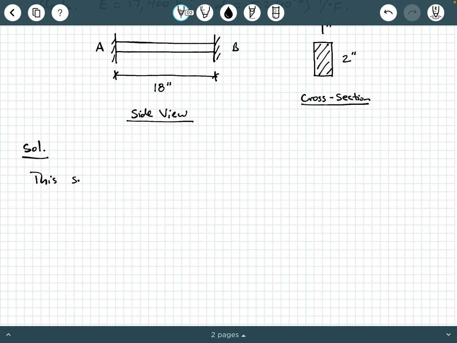This system is statically indeterminate due to geometric constraints. So what that means is both of the ends of this bar are fixed. So that is providing us a geometric constraint that's going to cause us to develop additional reaction forces in addition to the applicable equilibrium equations that we have available to us.